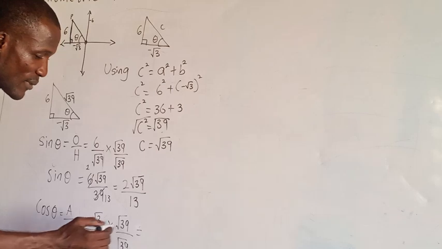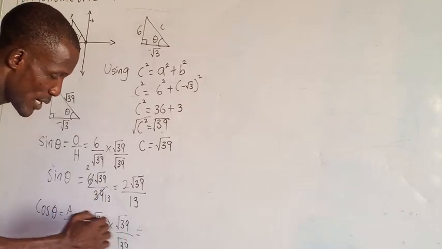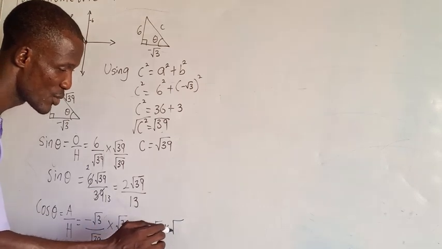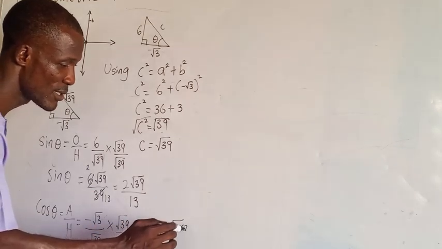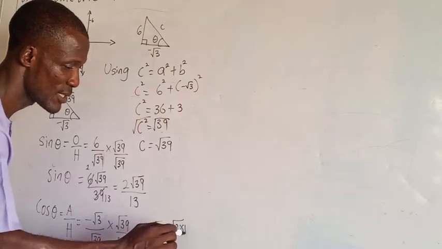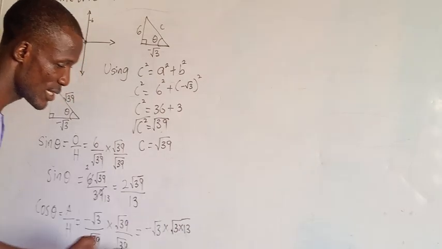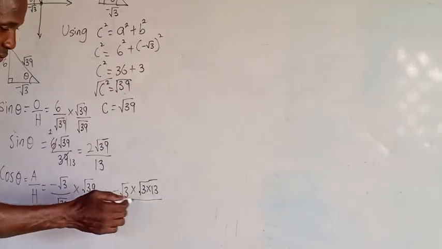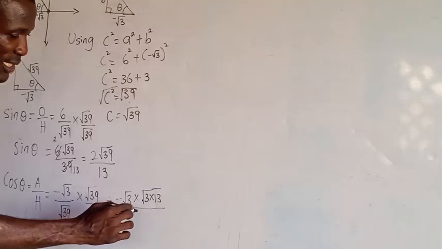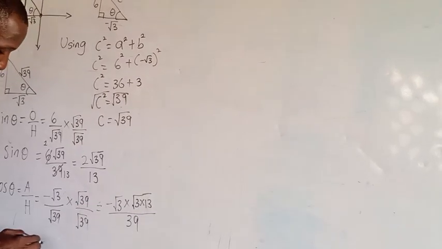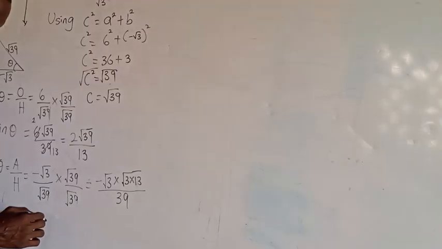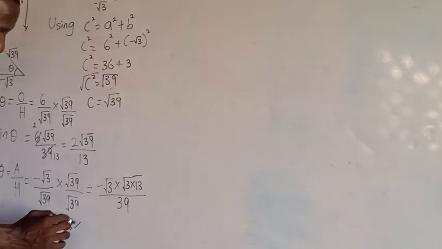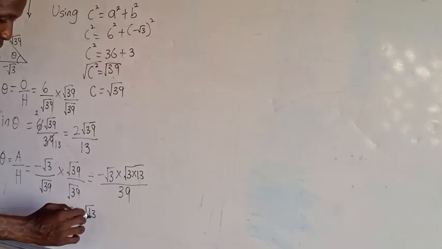Simplifying this, in our 39, we can write this as minus root 3 times the square root of 3 times 13. Sorry, 3 times 13. This 3 times 13 actually gives me 39, divided by root 39 times root 39. I have my 39. So this is going to leave us with negative root 3 times root 3 times root 13.